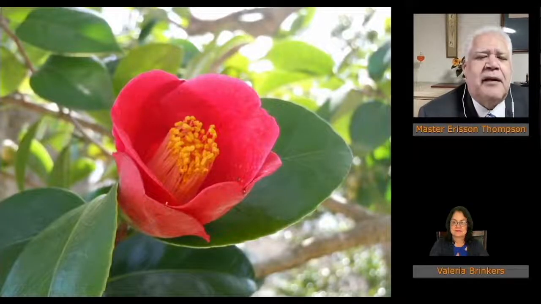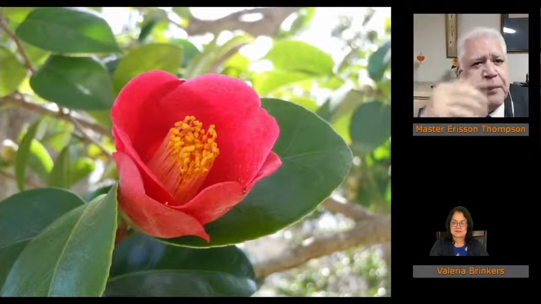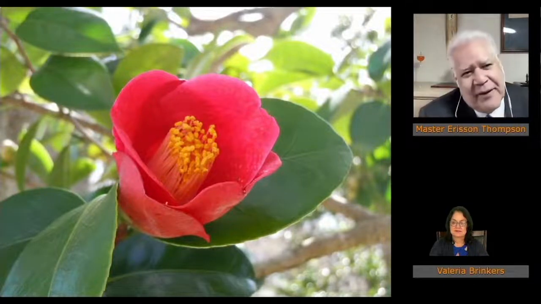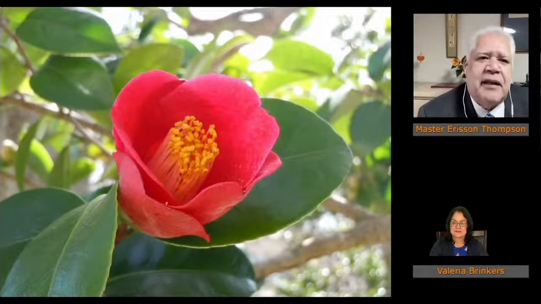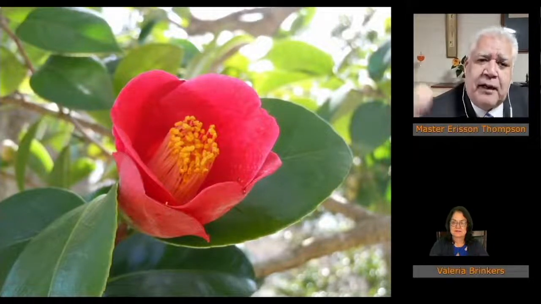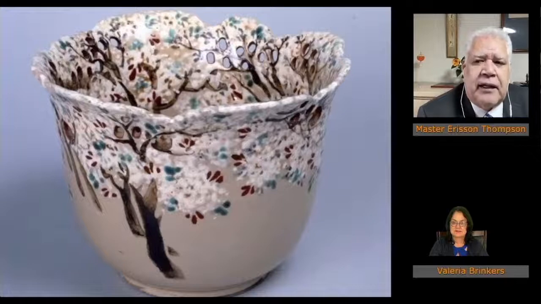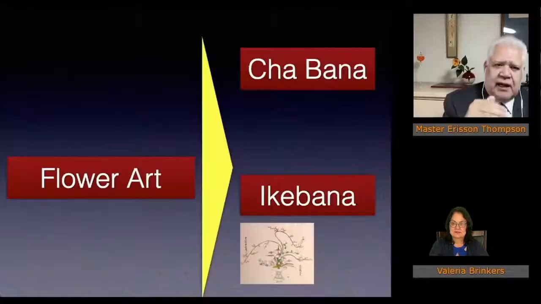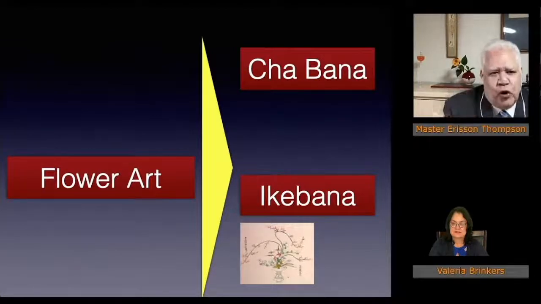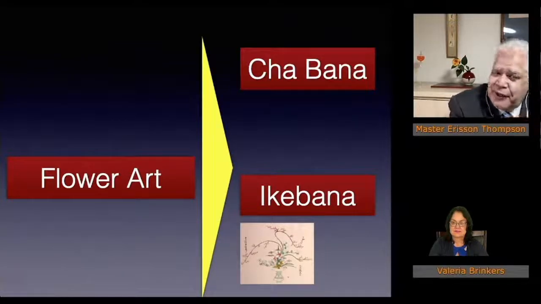Here I chose this beautiful picture of a camellia flower. The camellia's ideogram is written with two characters: the spring tree, the flower that begins to bloom in spring. In ceramics, they also use symbologies. Shabana is the flower that is used in the tea ceremony to compose the tokonoma. Ikebana is the art that was developed over 500 years ago, following rules and concepts of symbologies.